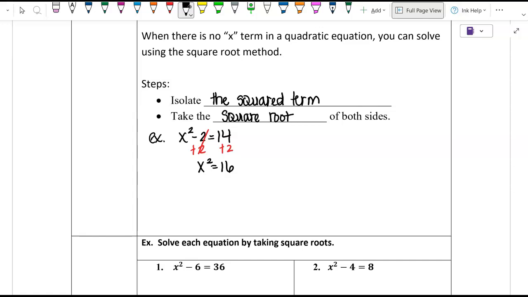Now that I have the squared term on one side, the constant on the other, I can take the square root of both sides. So x is going to equal, and remember we're taking the positive and negative square root of 16. This one happens to be a perfect square, so this would just give us x equals plus or minus 4.